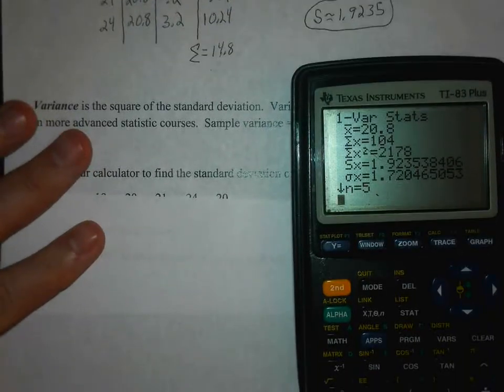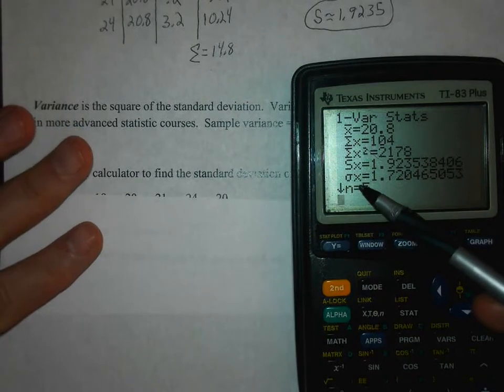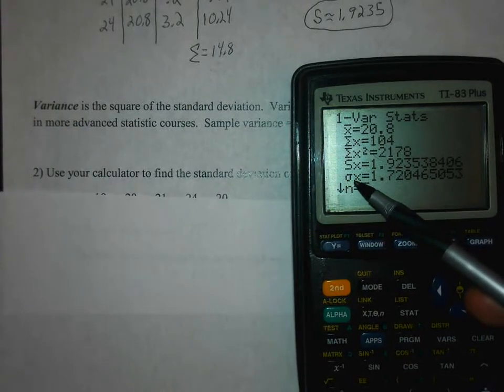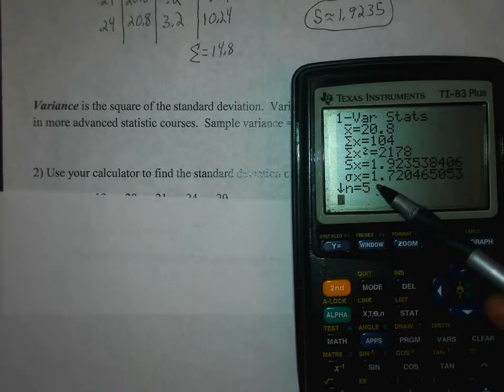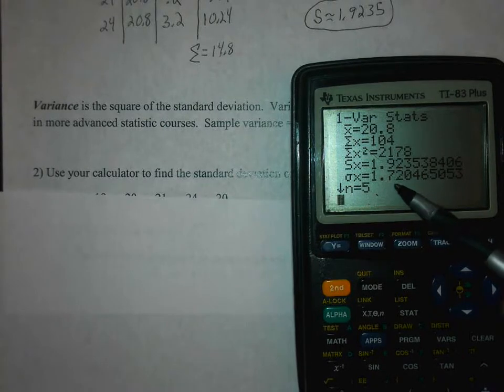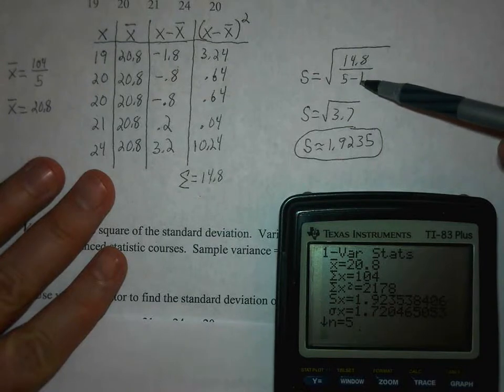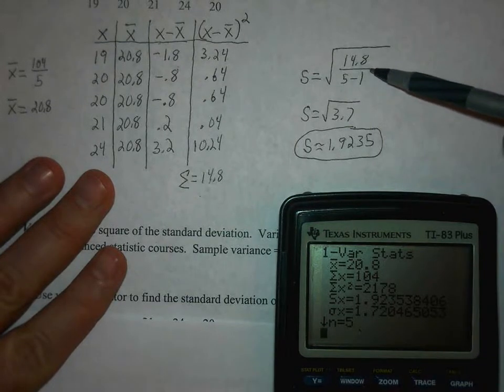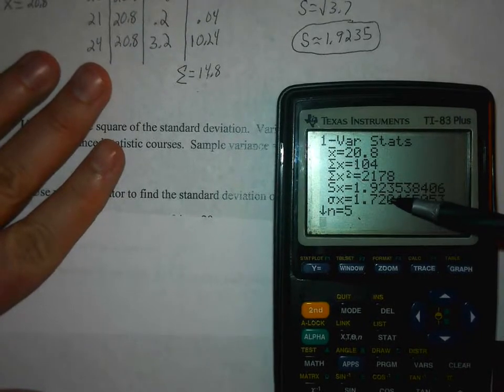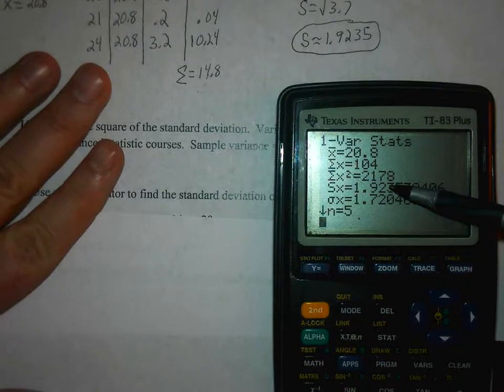And then it gives you sigma sub x, which is the population standard deviation. And that's 1.72. And remember, the only difference in those would be dividing by 5 instead of 4. And I mentioned before that when you divide by a larger number, your answer will get smaller. So you notice the population standard deviation is a little smaller than the sample standard deviation.